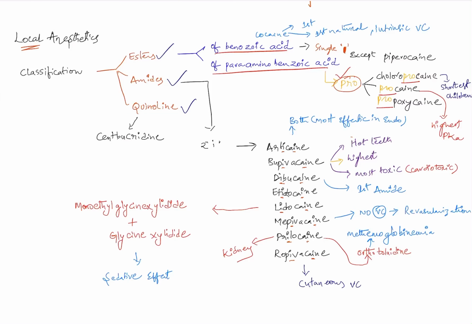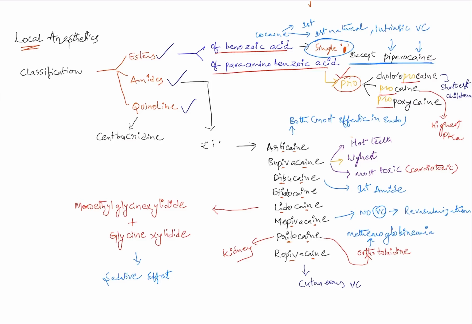The next one is esters of benzoic acid. Any ester will have one I in it. The easy way of identifying them in the options is that they have a single I. The exception is piperocaine. Piperocaine is the only ester which has two I's in it. You can see one I is this and one I is this. So esters regularly will have only one I in them, and the only exception is piperocaine.